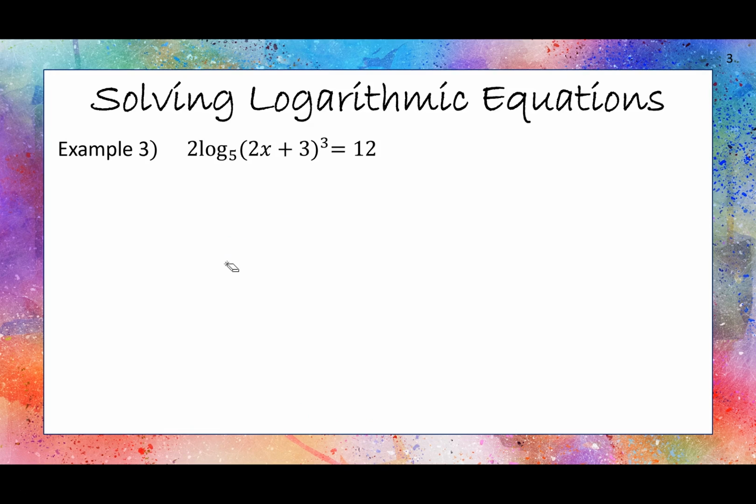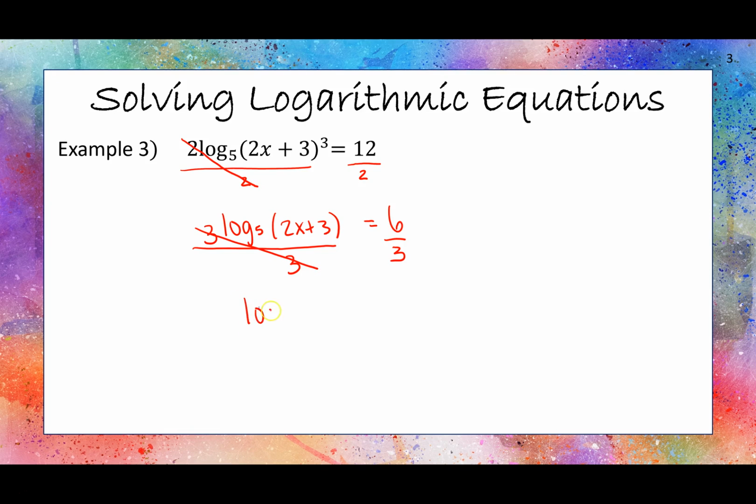All right, this next one here, I'm going to go back to the first method, although you certainly could take that 3 and multiply it by 2, and that's 6. But let's go back to our old method of dividing by 2 first. The 2's cancel. I'm left with a log base 5 of 2x plus 3 cubed. And we know that 12 divided by 2 is 6. Next thing is I'm going to bring this 3 down in front. And so that 3 disappears. Divide by 3. I get a log base 5 of 2x plus 3. Well, 6 divided by 3 is 2.